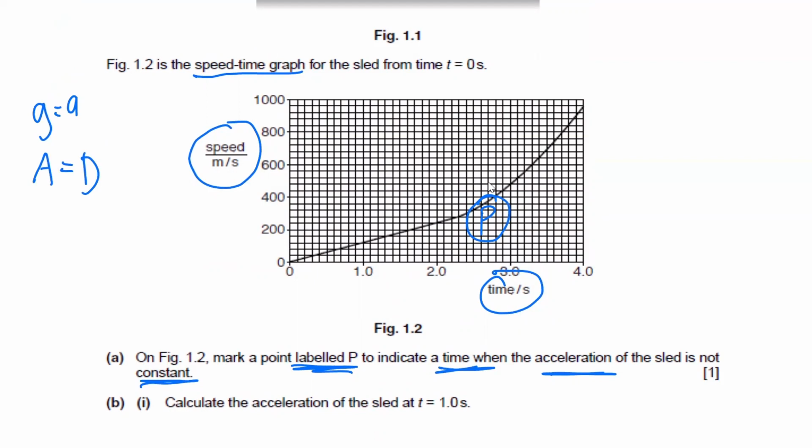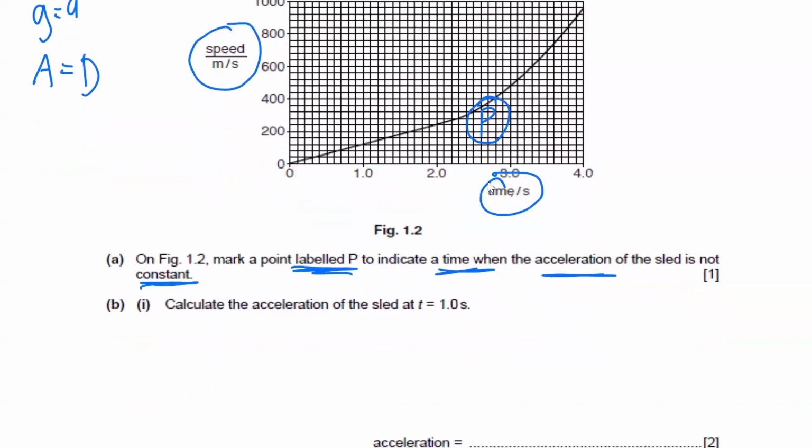Good, because here the acceleration is increasing, so this is not constant acceleration. This part here, a straight line, is constant acceleration. This part here, maybe a straight line, is also constant acceleration. Only this part here where it curves is not constant acceleration.